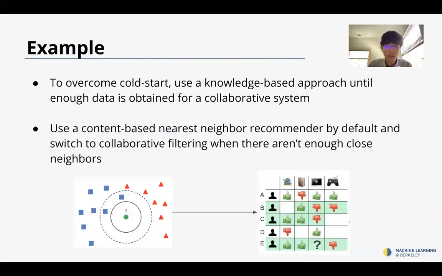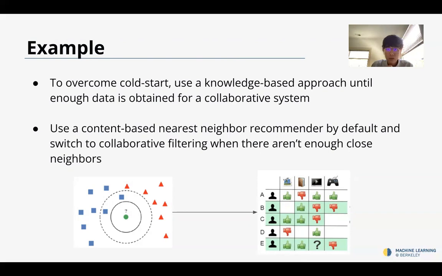An example of this hybridization scheme: you might be starting a collaborative filtering system, but you have the problem of a cold start where you don't have enough community data. So in that case, you can use a knowledge-based approach to make recommendations and therefore generate interaction history. You do this until you get enough interaction history to run a collaborative system.